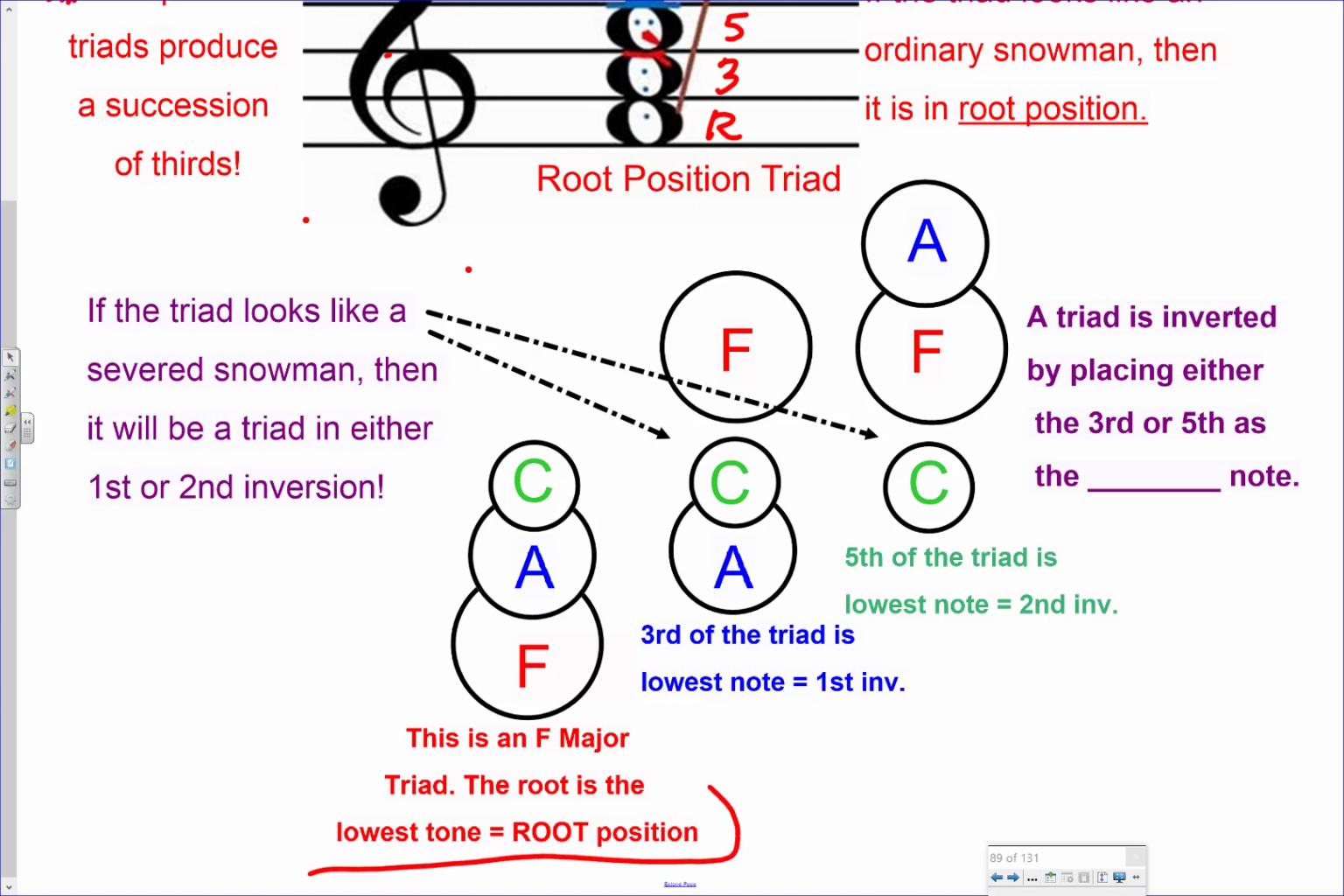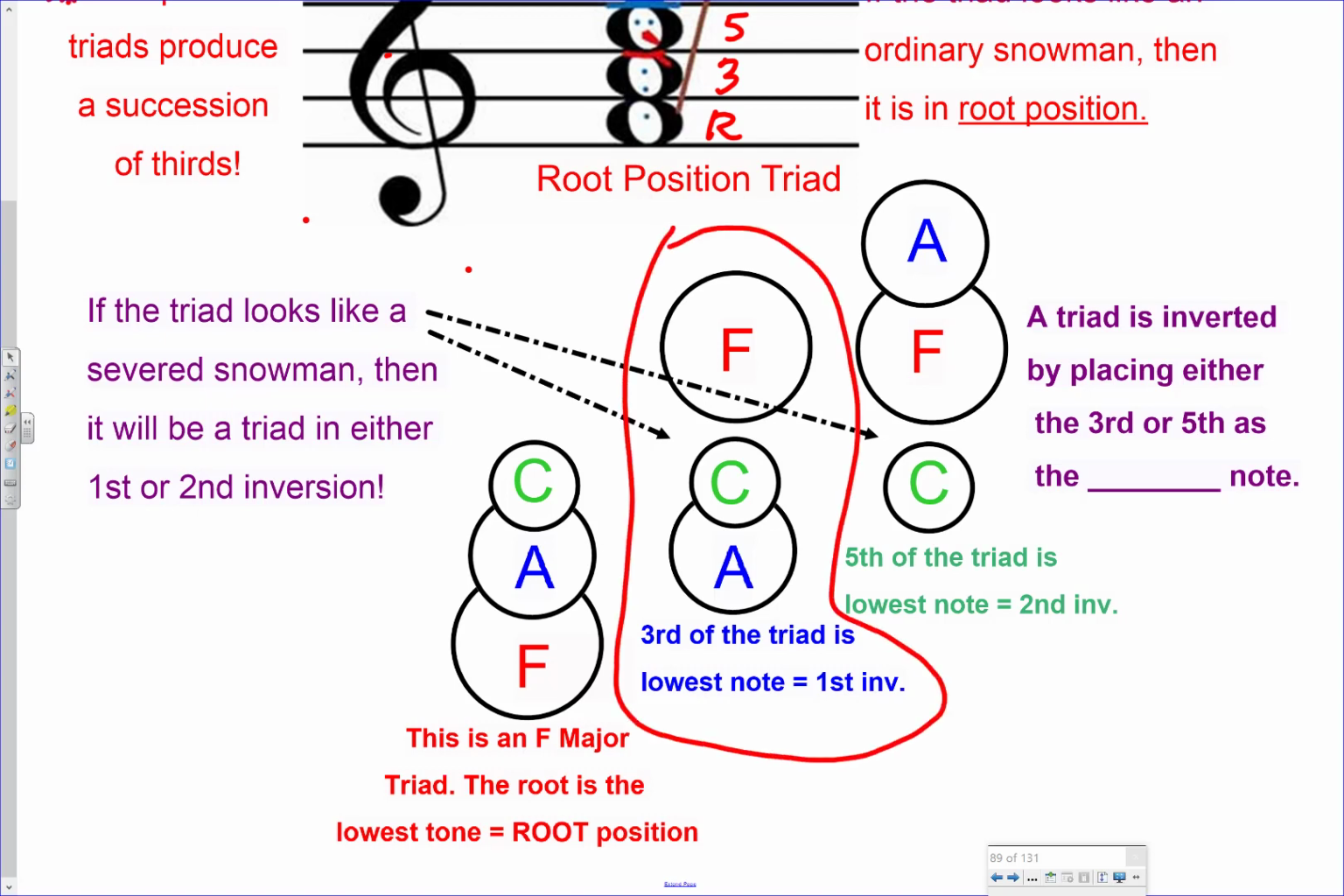Let's take a look at this first example, which I am outlining now. This is an F major triad. The root is the lowest tone. Therefore, it is in root position. Let's take a look at the triad I am outlining now. The third of the triad is the lowest note. When the third of the triad is the lowest note, we have a triad in first inversion. The root is all the way at the top.